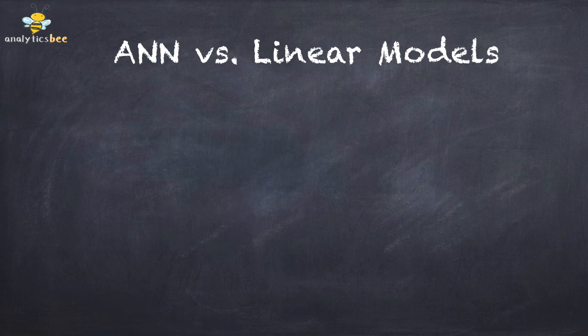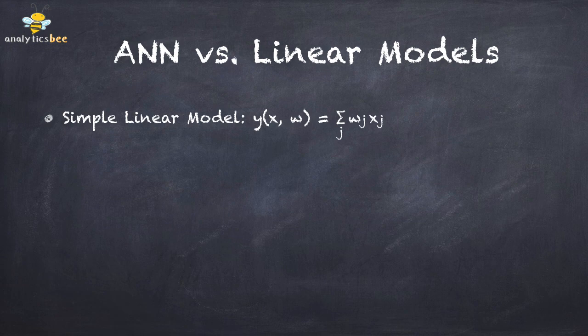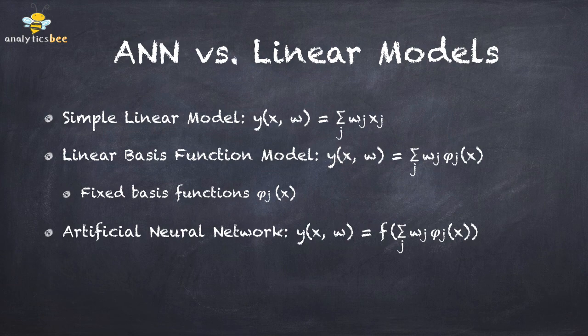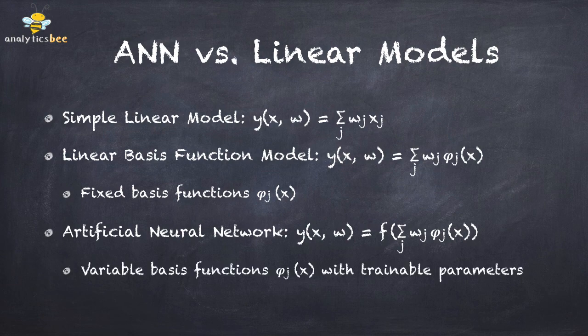Although artificial neural network models may seem complex at first sight, they're actually quite closely related to linear models. Here is the simple linear model where the error term is omitted. Here is a linear basis function model where the input variables are transformed using fixed basis functions. Here is the artificial neural network model where the basis functions depend on parameters that can be trained using the backpropagation algorithm.